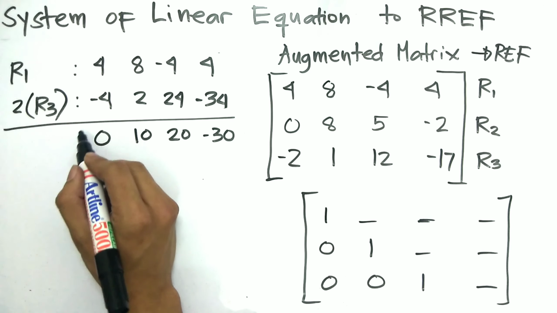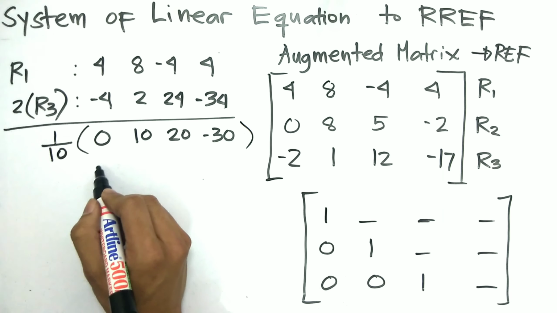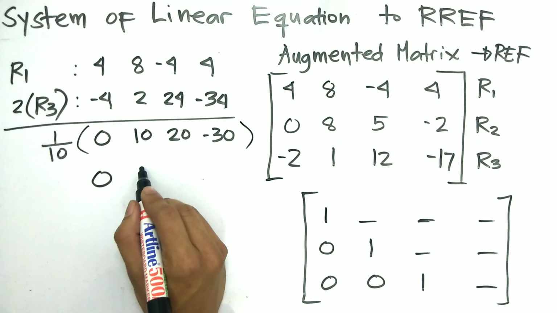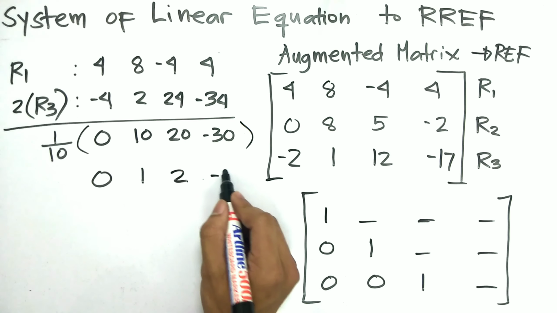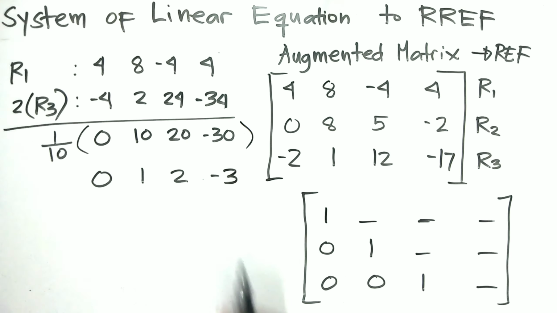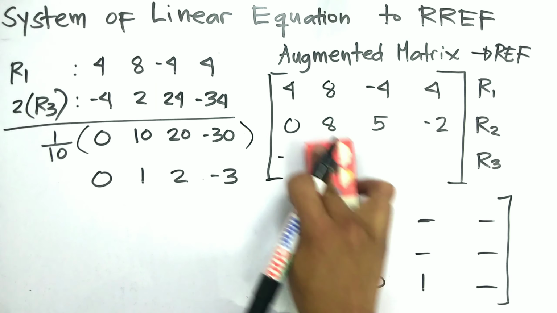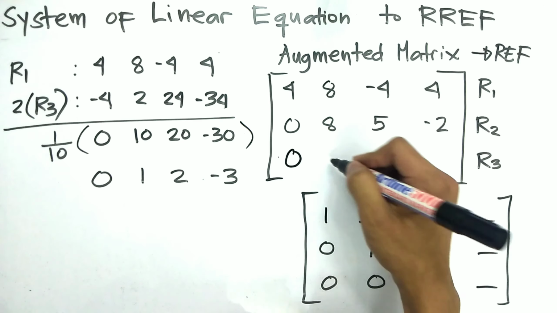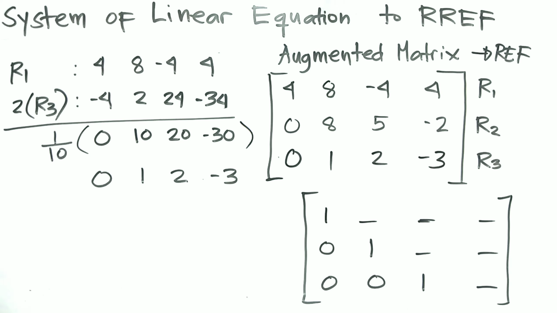So let us multiply this further by 1 over 10. So this is 0. We have here 1. 20 times 1 over 10 is 2. And this is negative 3. Let us change your third row by this result. This is our new third row.